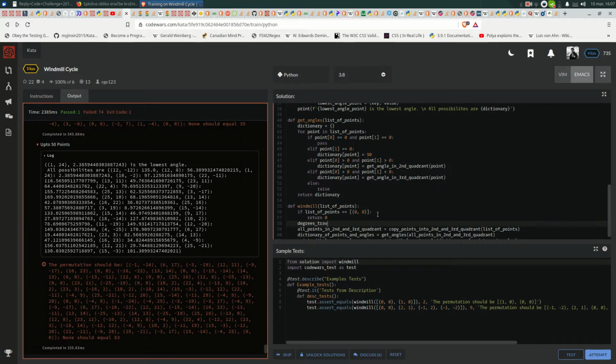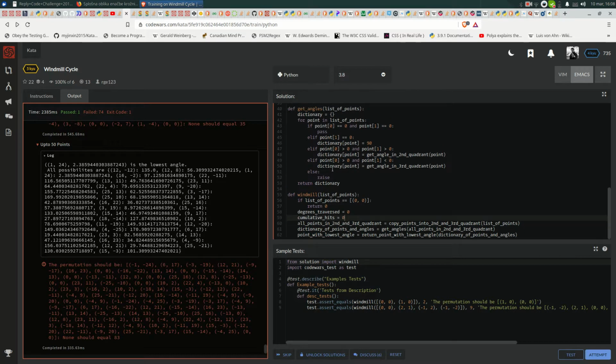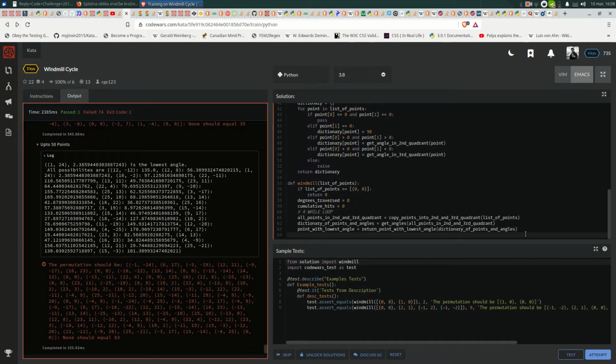degrees traversed equals first to 0 and cumulative hits are also 0, and then we say while, because that shall probably be a while loop, and then we say the point with the lowest angle is this one.